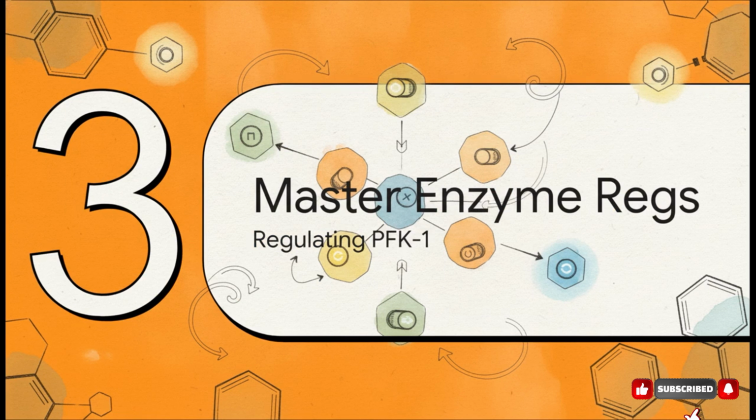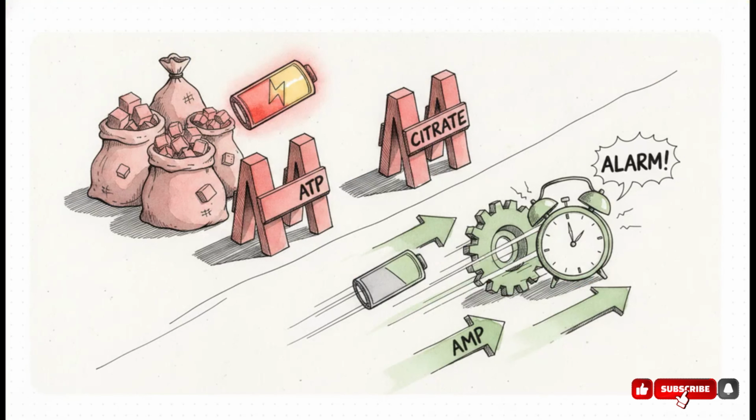Section 3. Regulating the master enzyme. Because PFK-1 is the gatekeeper, the cell regulates it with extreme care, using allosteric regulation. Basically, molecules bind to the enzyme and flip its on or off switches. Let's look at the off switches. If the cell is already rich in energy, it just doesn't need to burn more sugar. So high levels of ATP act as an energy-rich signal and inhibit PFK-1. Another big inhibitor is citrate. Citrate is the first product of the TCA cycle, which happens over in the mitochondria. If citrate levels are high, it tells the cytosol, hey, the mitochondria are full, stop sending us more fuel.